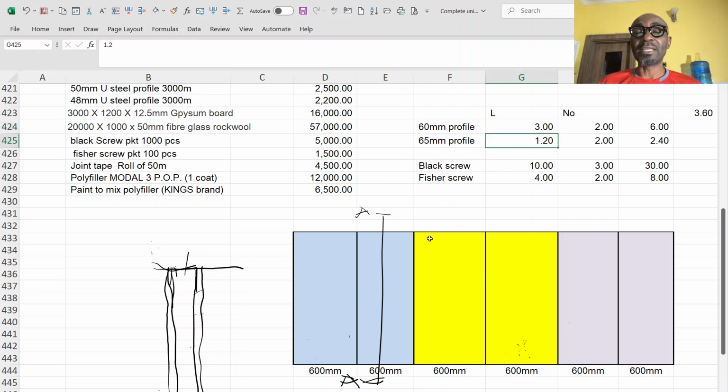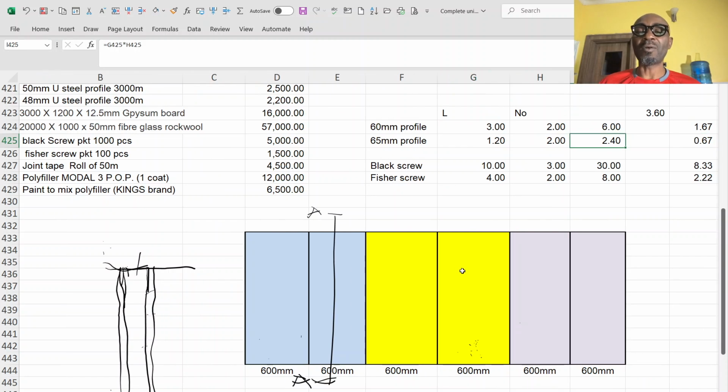Then this one, the length is 1.2. So the length is 1.2, then I need 2, so it gives me 2.4. And now I am computing this area to know how many square meters I'm going to use this 6 meters profile to do. So now I computed it here. The board is 3 meter by 1.2. So I got 3.6 square meter.